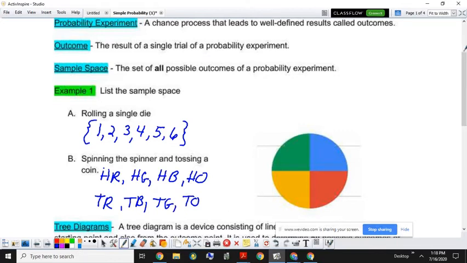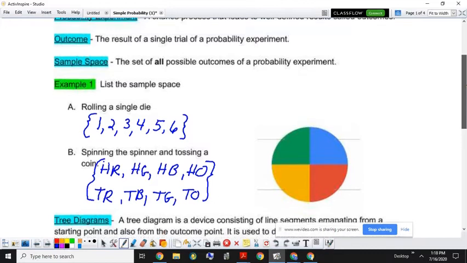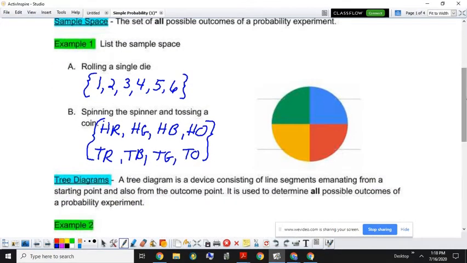So for that one, there are 8 different outcomes in that sample space because I did 2 different things. We never talked about counting techniques, but where the 8 comes from is there are 2 things that can happen when I flip a coin and 4 different colors on the spinner. So 2 times 4 is 8. That's where you get all of your sample space.